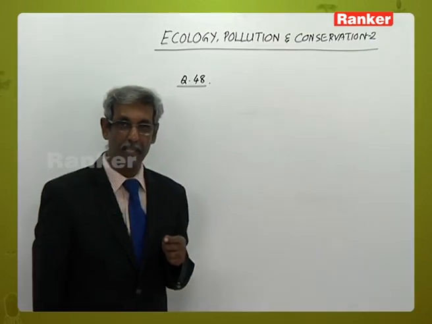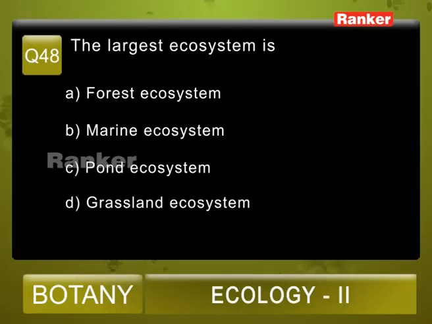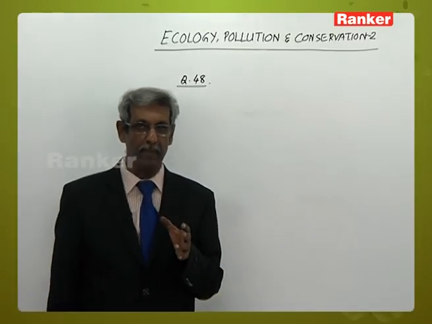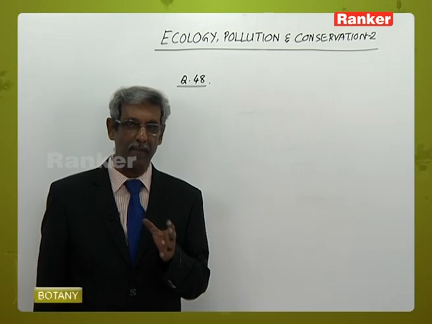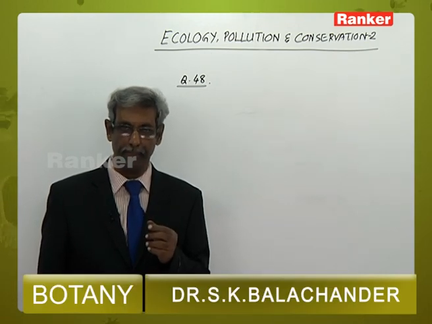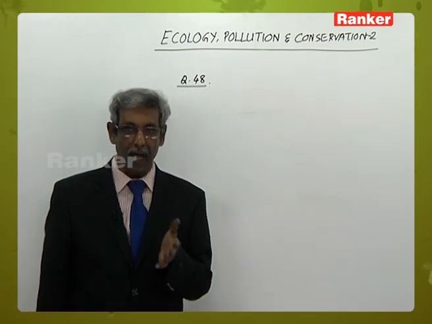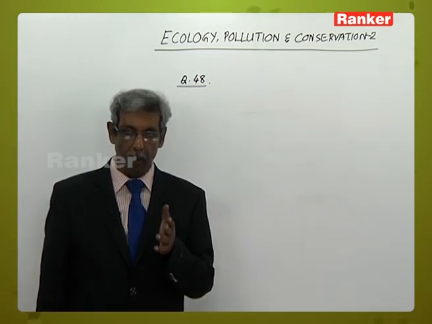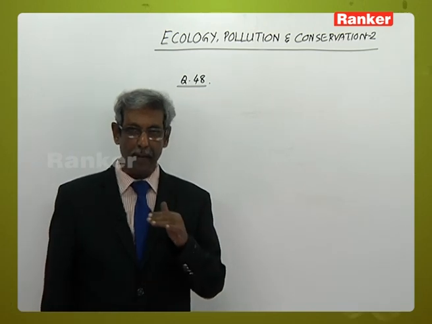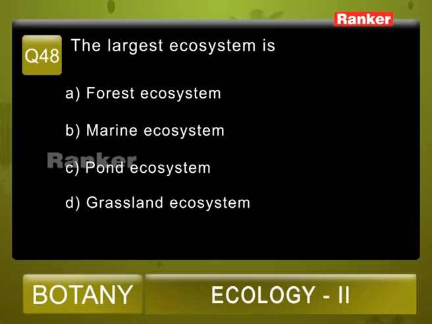Question number 48. The largest ecosystem is A. Forest ecosystem, B. Marine ecosystem, C. Pond ecosystem, D. Grassland ecosystems. When you take global ecosystems, we understand on planet Earth, 75% of Earth is made up of water. Consequently, marine ecosystems are the largest ecosystems present on earth. And next to marine we have the forest ecosystems. So the right answer is B, that is marine ecosystems.